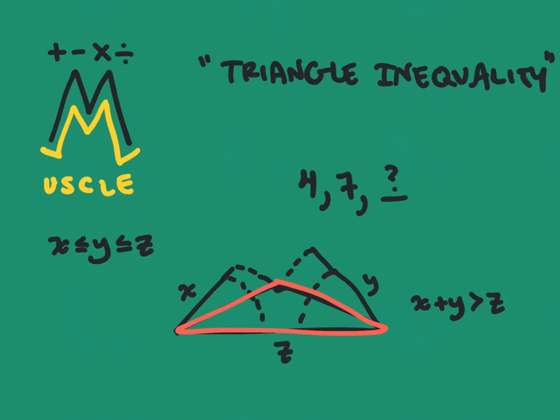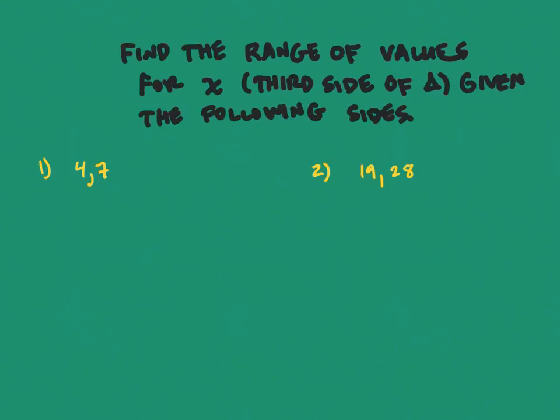So I'm going to go through a couple of examples on how to use the triangle inequality to find those maximum and minimum possible values. All right, let's go ahead and get into it.